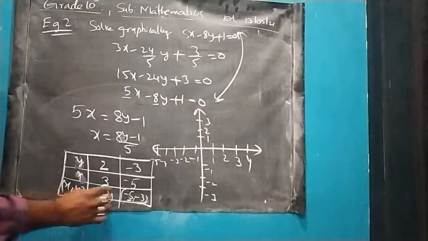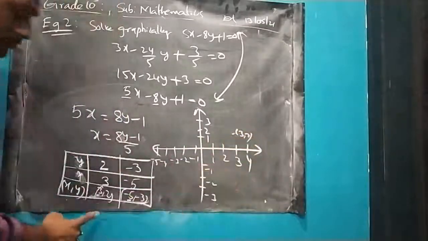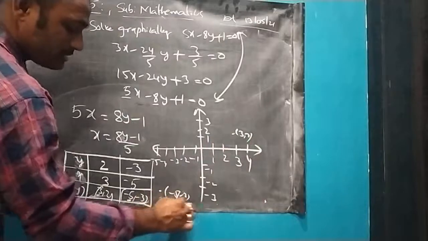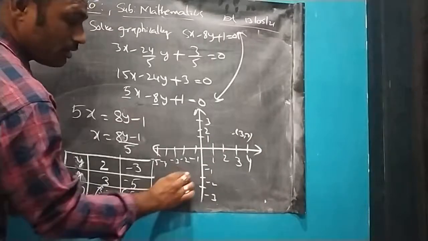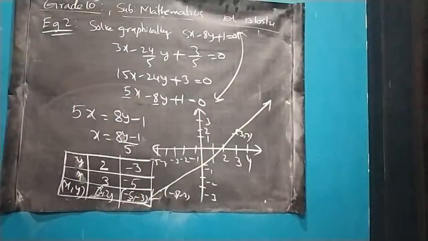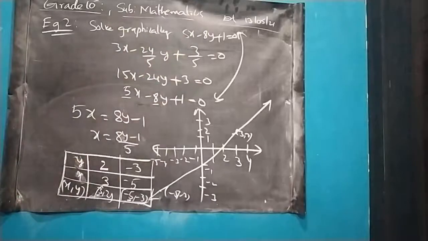What is the first point? 3 comma 2. This is the point 3 comma 2. What is the second point? Minus 5 comma minus 3. Here is the point minus 5 comma minus 3. Only one line will be there for coincident. Whenever the graph is about coincident lines, make sure that only one line will be there.